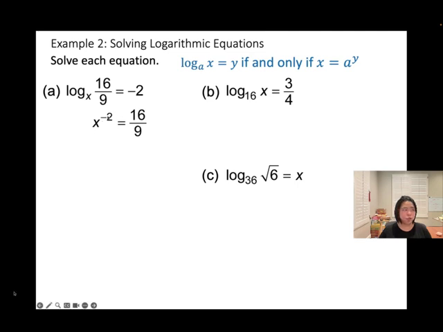Okay, x to the power of -2. Since this is a negative, you could rewrite it to 1/x squared, or you could flip this guy. And then we have the square. We're going to take the square root for both sides. When we take the square root, we're supposed to have a plus minus here. But since for the log we can only have positive real numbers, we reject the negative. So that will be 3/4.